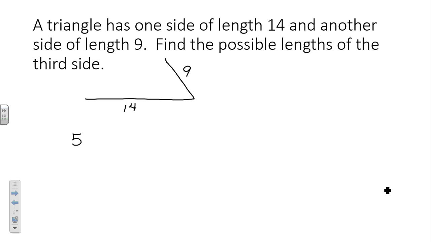Good, that would equal 14 minus 9, okay? So 5 is not an option, so it has to be bigger than 5, okay? It needs to be bigger than 5, okay? So then, what's the other possibility? How large could it be? Could our third side be 10? Could be 12, right? Uh-huh.